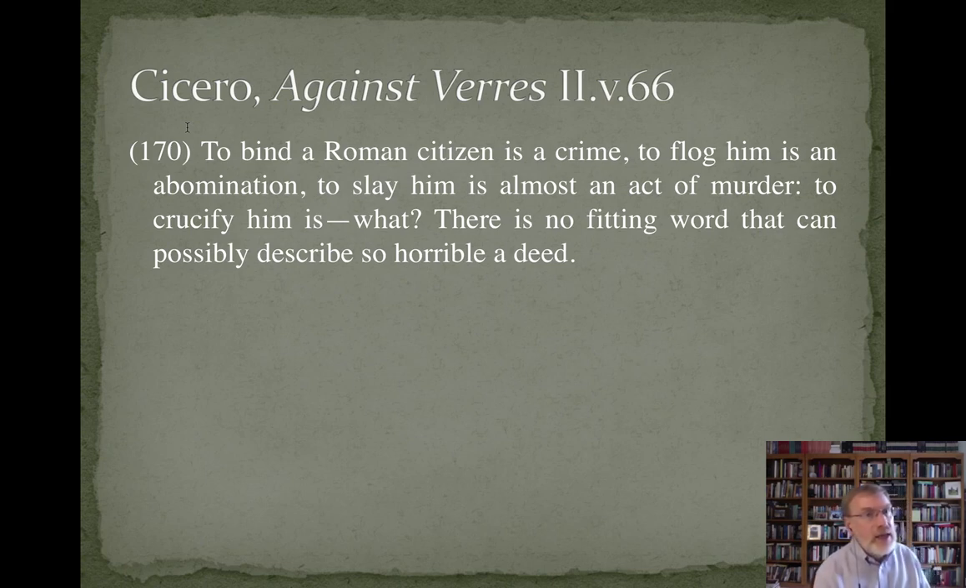Cicero indicates his aversion to the cross and how this is not something that you do to Roman citizens, in multiple places, but especially in a kind of legal work that he produced called Against Verres. To bind a Roman citizen, he says, is a crime. To flog him is an abomination. To slay him is almost an act of murder. To crucify him is what? There's no fitting word that can possibly describe so horrible a deed.